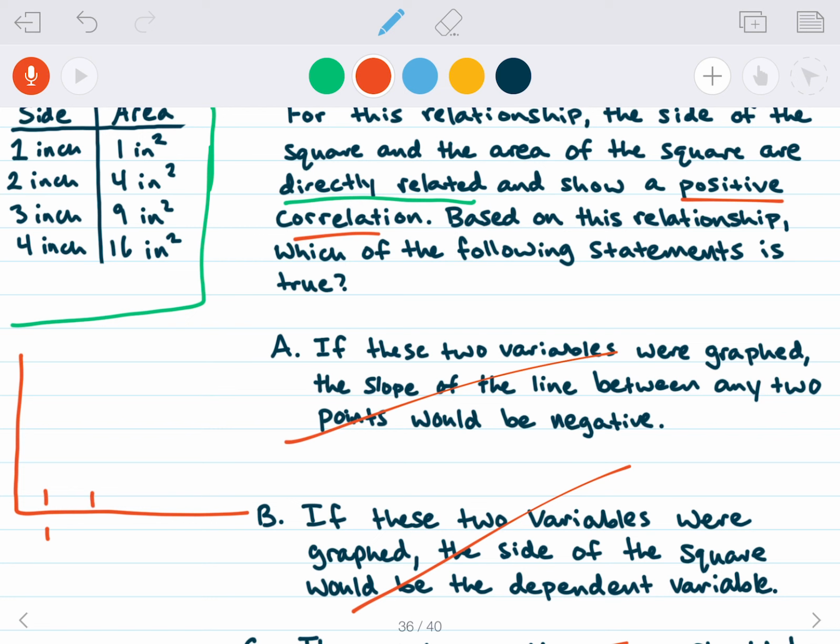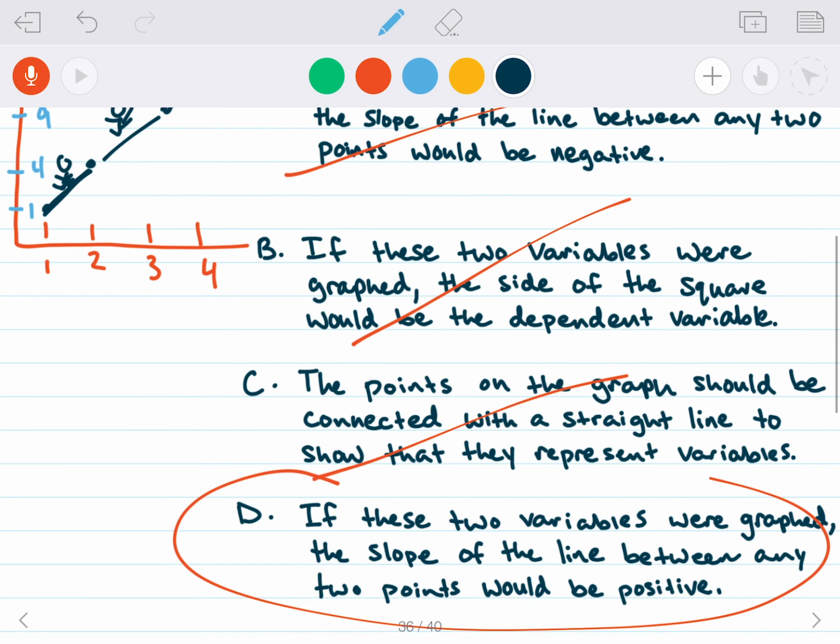so we would have 1, 2, 3, 4, and then the dependent variable goes on the y-axis. We have 1, 4, 9, 16, something like that. So then we have 1, 1, 2, 4, 3, 9, 4, 16, something like this maybe. And yeah, the slope between any two points is going to be positive because, again, this guy is going up the mountain for any two points on this curve. So our choice D is correct.